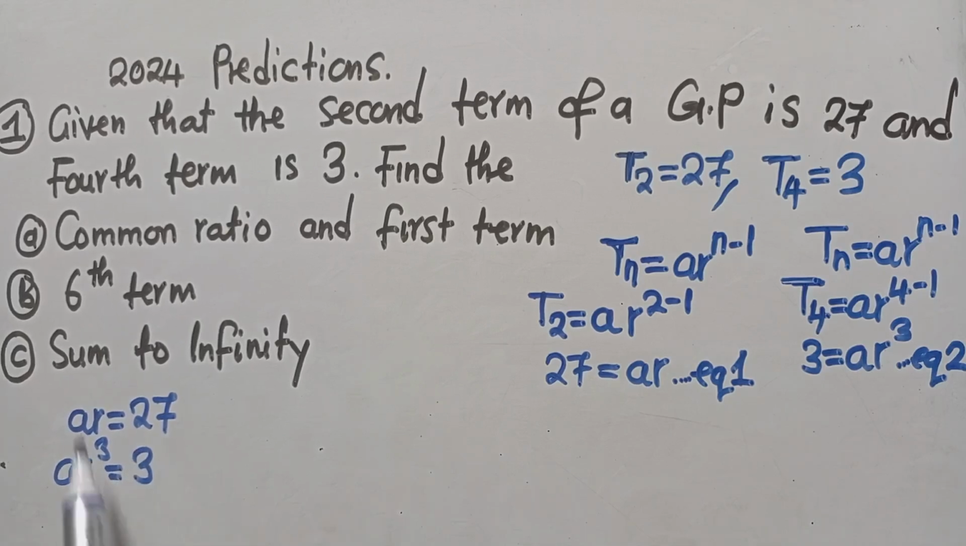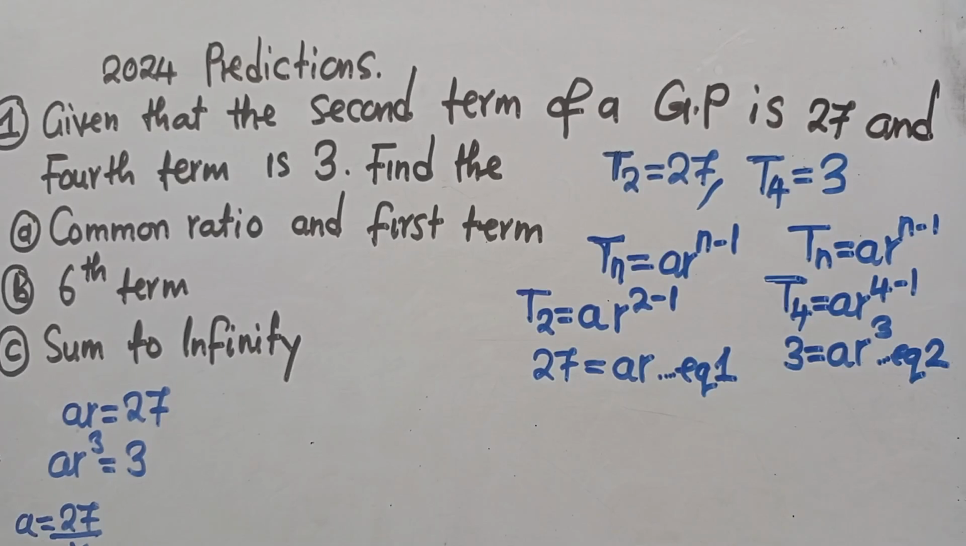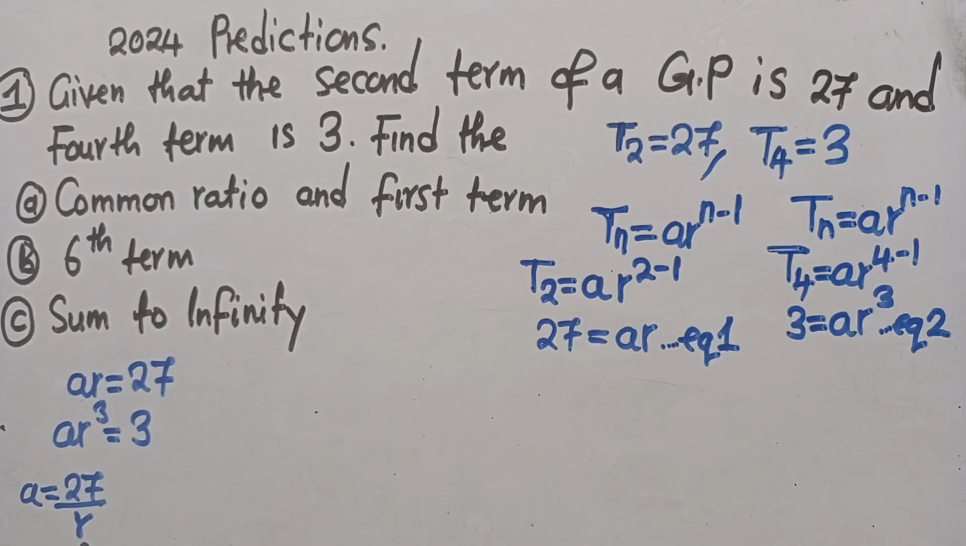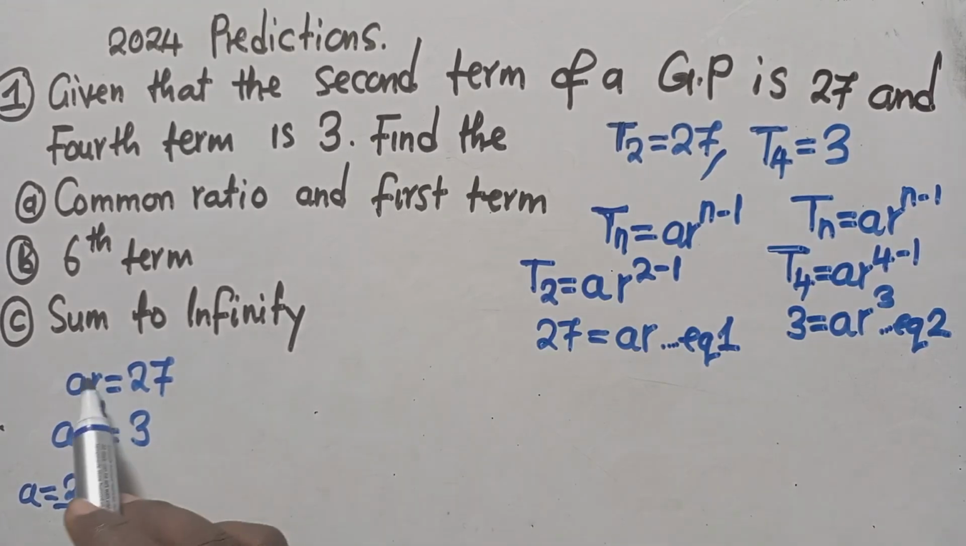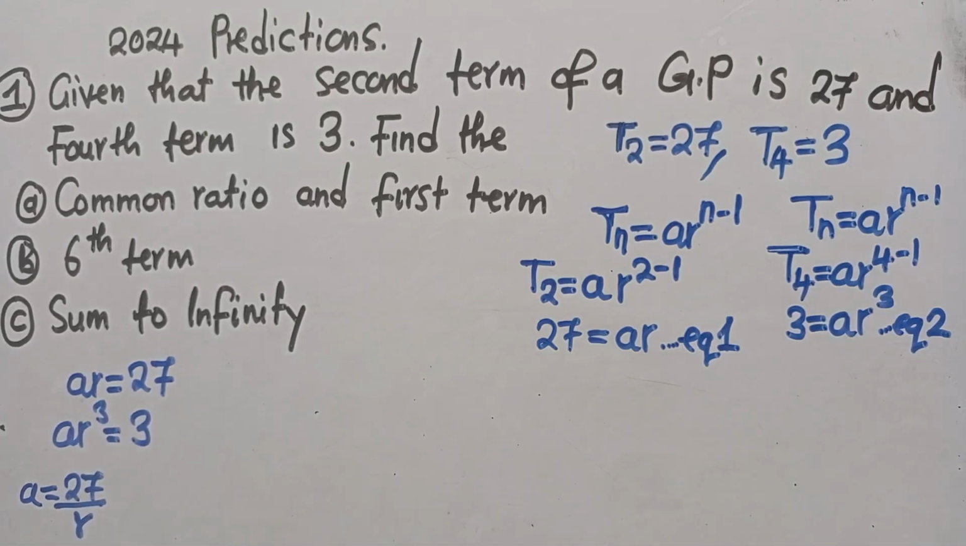If I make a the subject of the formula, I'm going to have a is equal to 27 over r. What have I done there? I've just divided both sides by r so that I make a the subject of the formula. So a is equal to 27 over r.